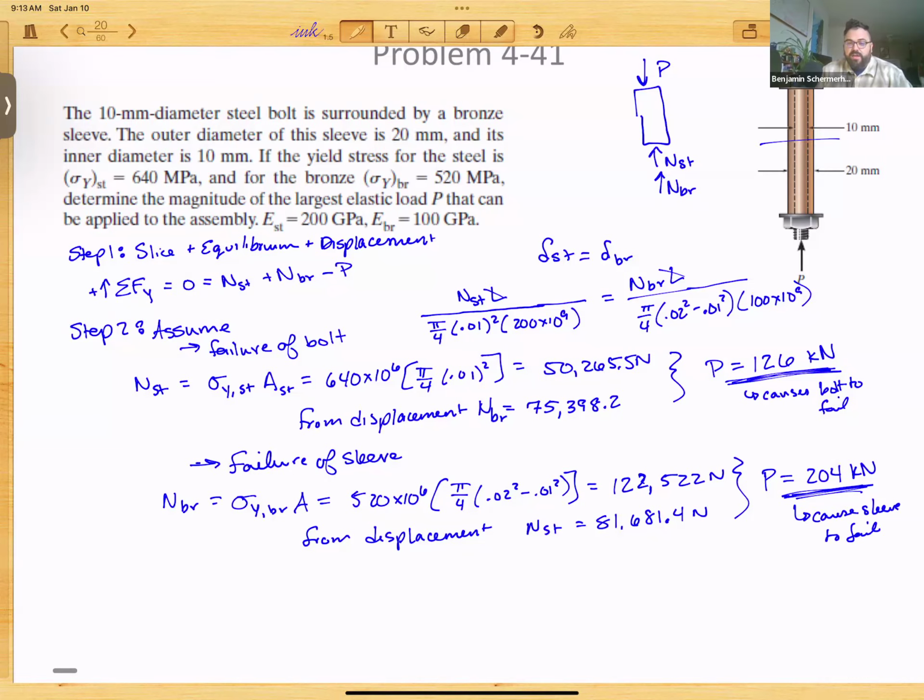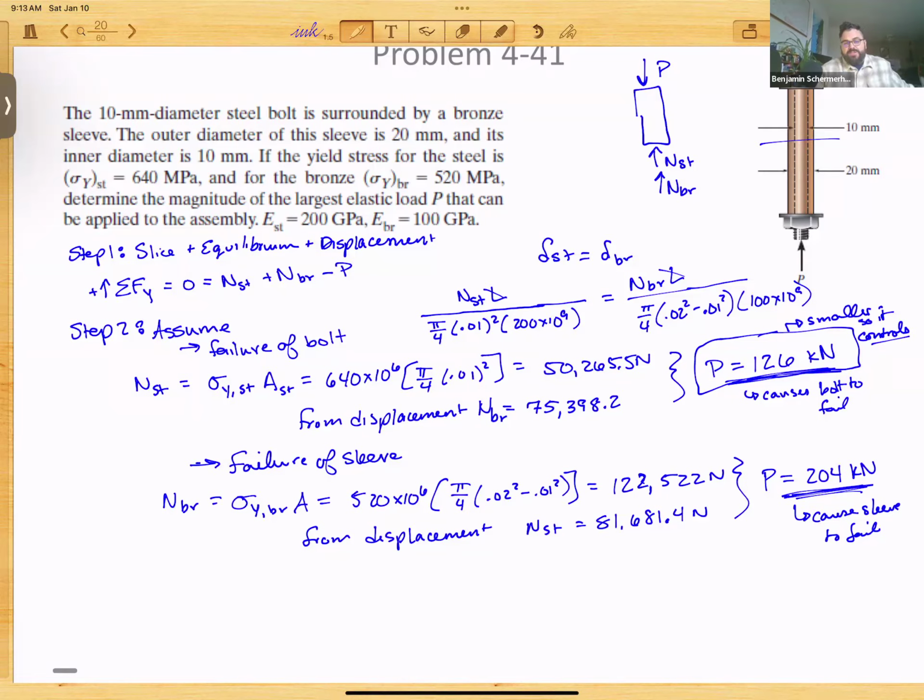So what is the maximum? What's the question we want? What's the largest load P that we can apply here? It's got to be 126. Anything more than 126 is going to cause our bolt to fail. So we're using the smaller value here. This is going to be smaller. So it controls. Controls is again that word that the book uses. It's going to be our controlling value for this. We're not going to go any higher than that.